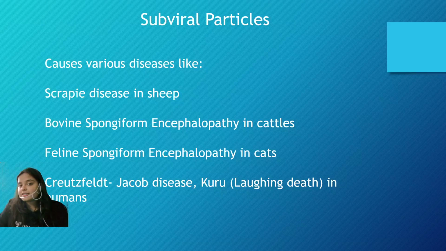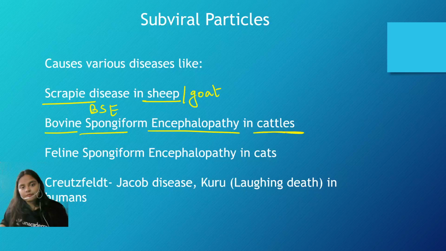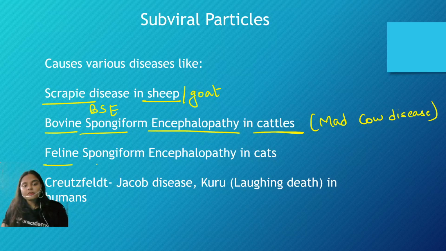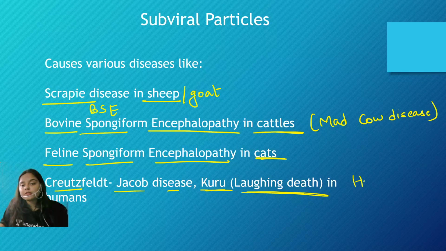Okay, what are the examples of the diseases caused by the prions? Example: the scrapie disease in the sheep or the goat. Okay, bovine spongiform encephalopathy, BSE, in the cattle. It is also known as mad cow disease. Okay, then feline spongiform encephalopathy in the cats, Creutzfeldt-Jakob disease, Kuru disease, which is known as laughing death, in case of humans. So these are some of the dangerous diseases which are caused by the prions.